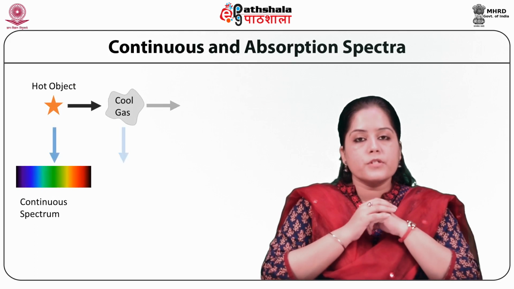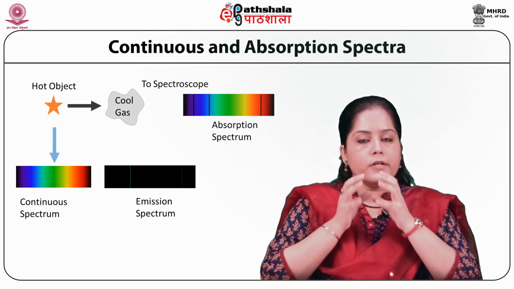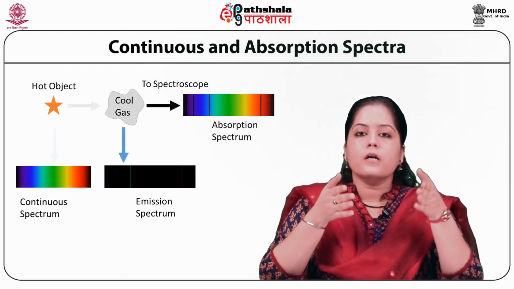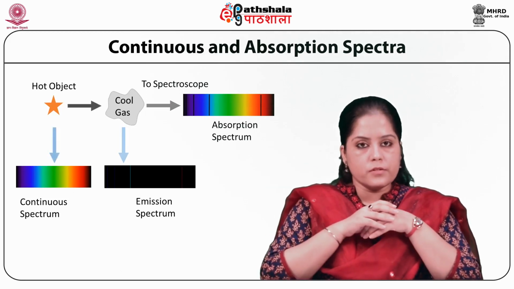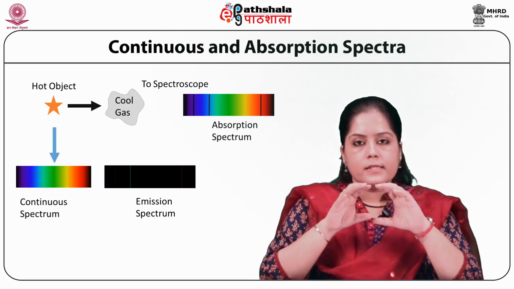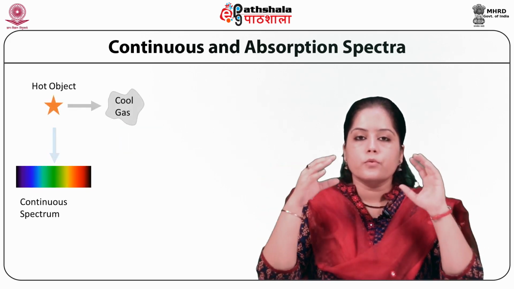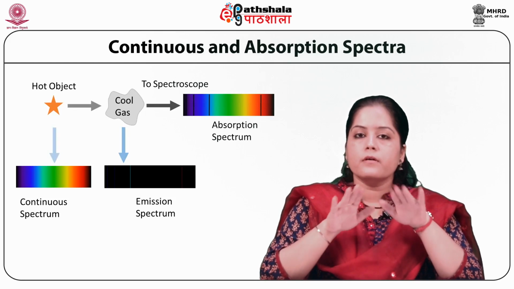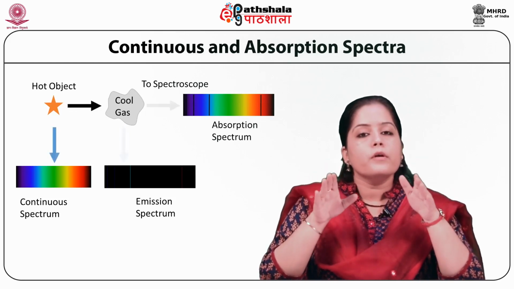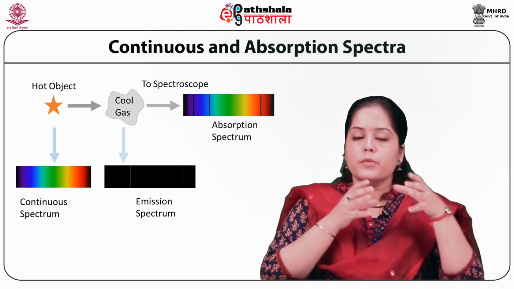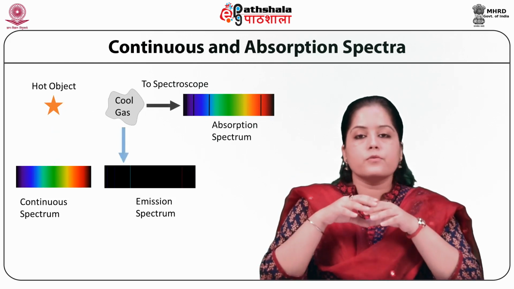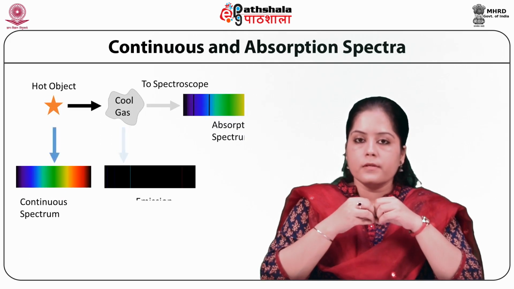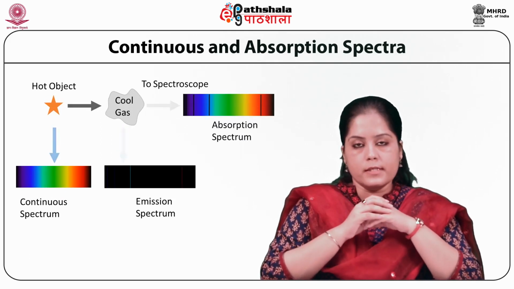Continuous and absorption spectra. A hot solid object or a hot gas at high pressure emits a continuous spectrum, as shown in this figure. The individual lines are broadened due to collisions and overlap so much that the spectrum appears continuous. Now, if a cool gas is located between the hot object and the spectroscope, its atoms absorb from the continuum photons of characteristic frequencies.